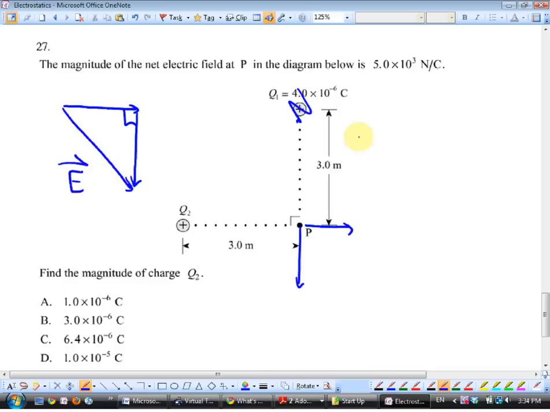Okay, what will the numbers be? The number for this one is going to be kQ1 over R1 squared. The number for this one is going to be kQ2 over R2 squared. This question's a little bit tougher even. You know why? They didn't give me this charge here. What did they give me instead? They gave me this side. They've told me the electric field. How big is the electric field when I add them tip to tail? How big is my net electric field?